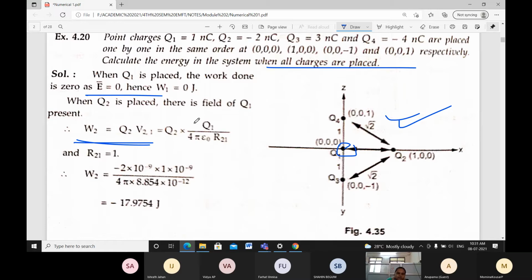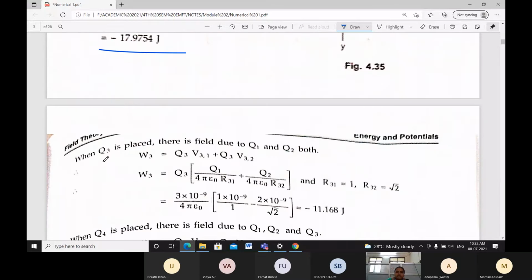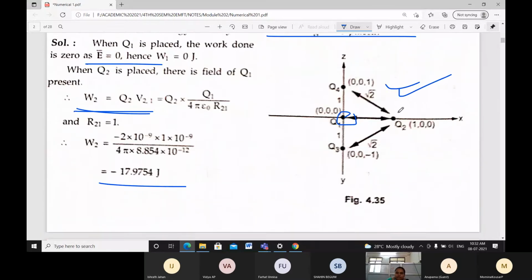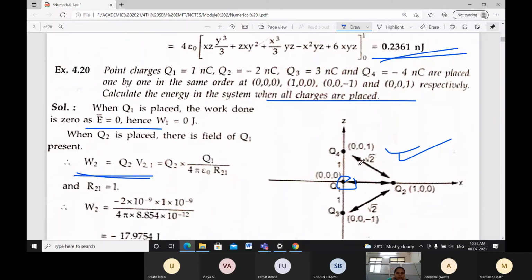Therefore, W2 is going to be, substituting for Q2, minus 2, then Q1 is 1, divided by 4 pi into 8.85 into 10 to the power minus 12, R21 is 1. Just simplify this. You will be getting minus 17.9754 joules. Then when Q3 is placed, after Q2 is placed, we are going to place Q3.